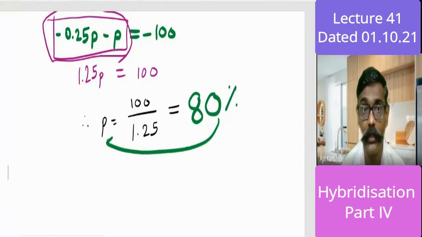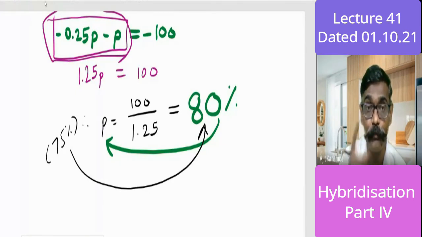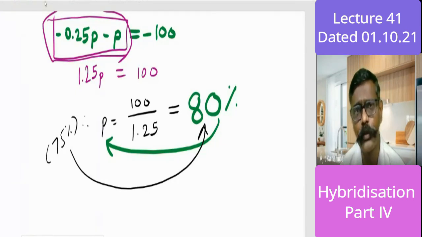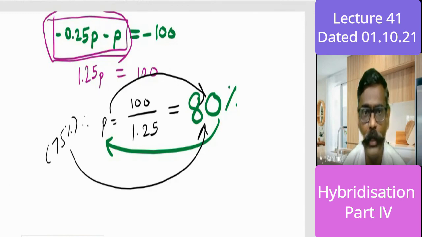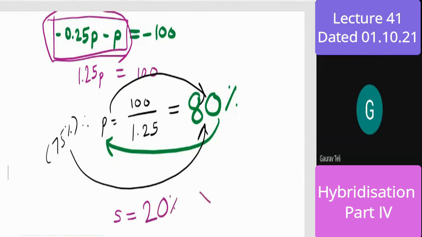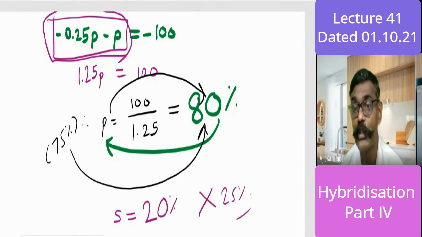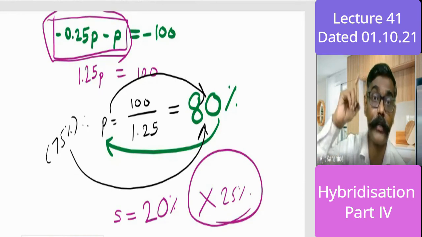80% P character. We were expecting 75%. But see here, character is 80%, which means P character is increased, P character is improved. If P character is improved, then accordingly S character will be less. I ask a simple question to you: if P character is 80%, then how much S character will be there? 20%. S character will be 20%, which is not 25%, which means S character is decreased and P character is increased.